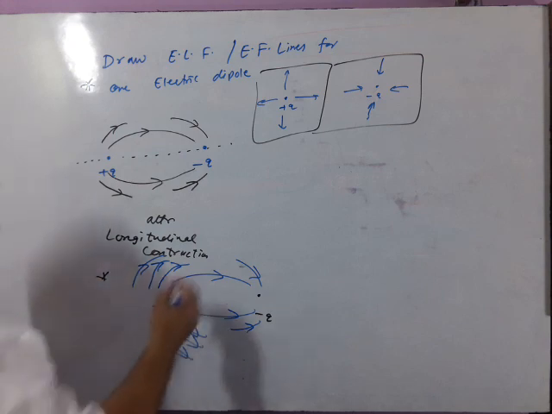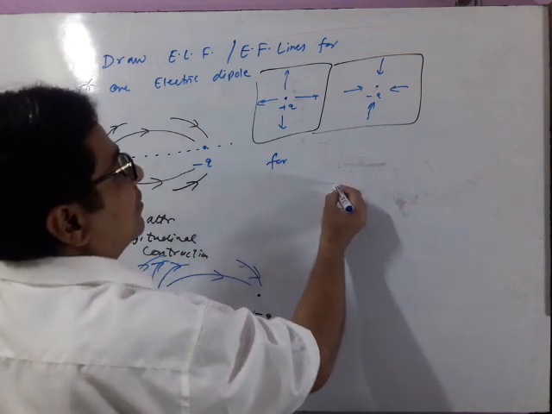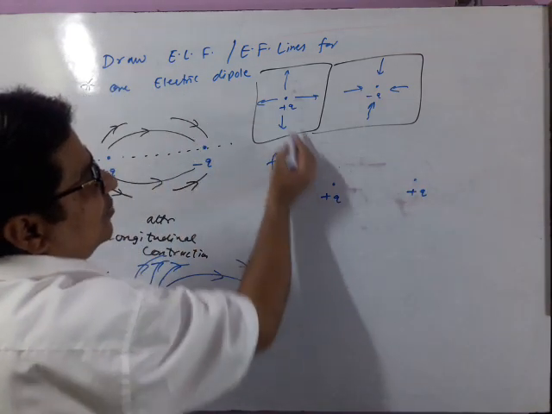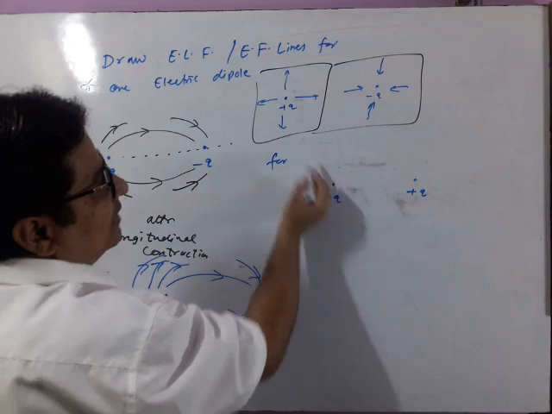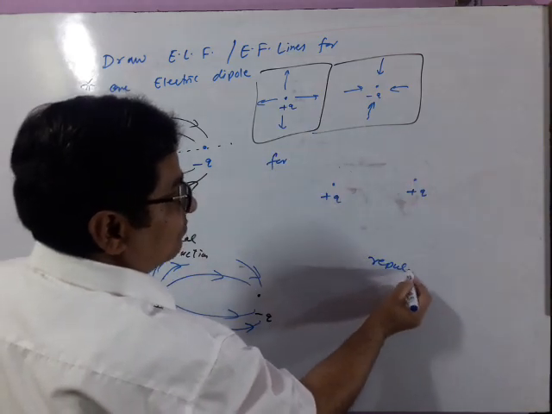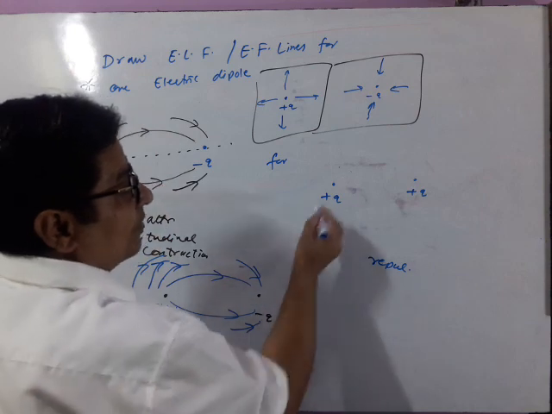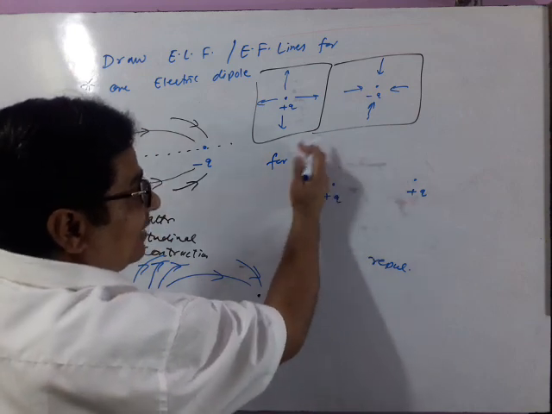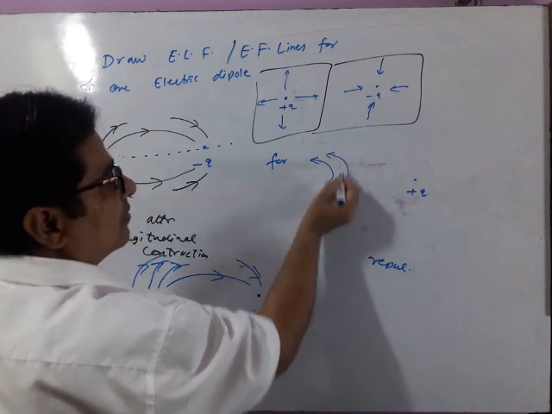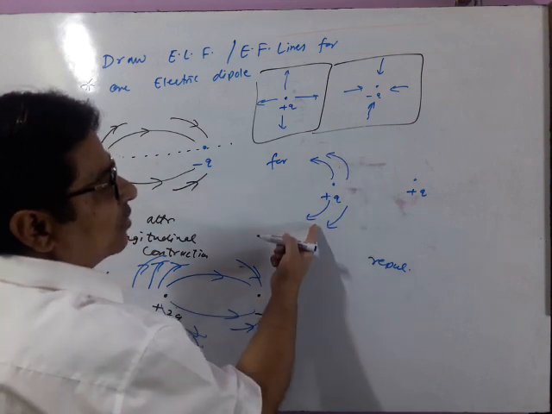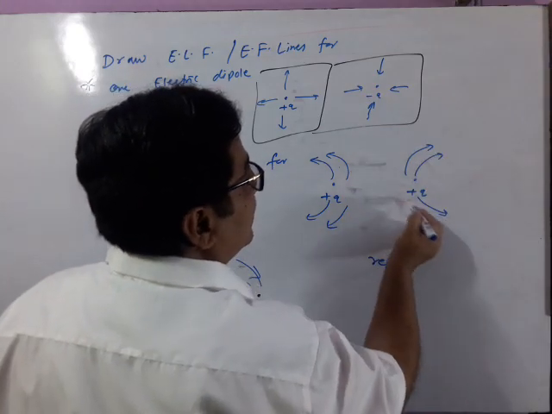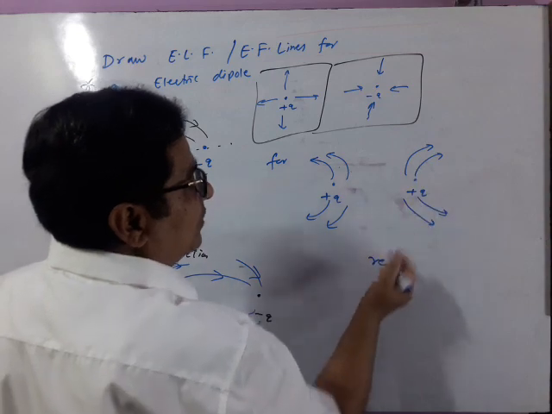Got it? Now see next question for plus q and plus q. Imagine this plus q here with the 4 lines and same plus q here with the 4 lines. Now there will be repulsion. How will you show this repulsion? See like this. Lines are repelled away. Four lines for this. So 4 lines for this. And remember symmetrically distributed, 2 above, 2 below.